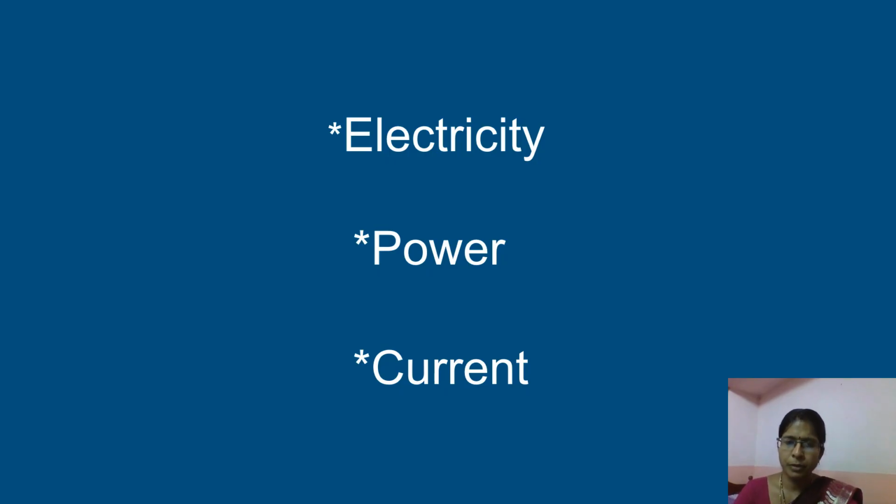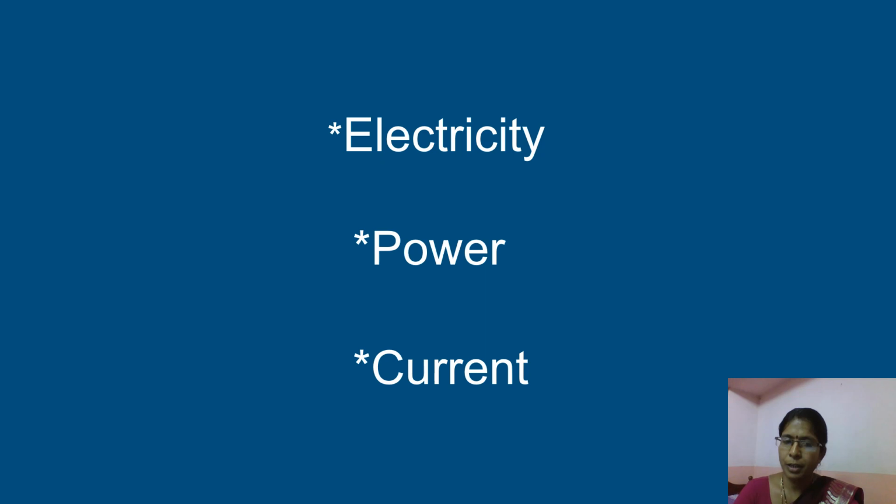Electricity, power and current. These are the terms related to electric current. Now let's see their meaning. Electricity is flow of energy. Power is rate of flow of energy and current is flow of charge. So there is a difference between electricity and current. Electricity is flow of energy and current is flow of charge.